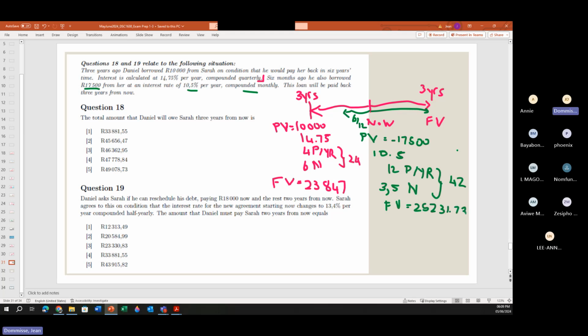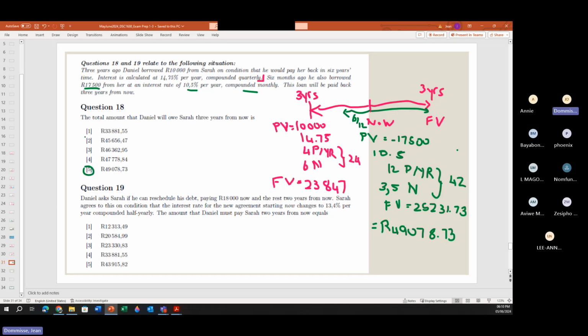And then the future value that I get for the green component is 25,231.73. Okay, interesting that not one of them is an answer here. I would have thought they might have given me the 23 as an option and the 25 as an option. So if you now add those two together, you will get a final answer of 49,078.73. Okay, so you will get that final answer.